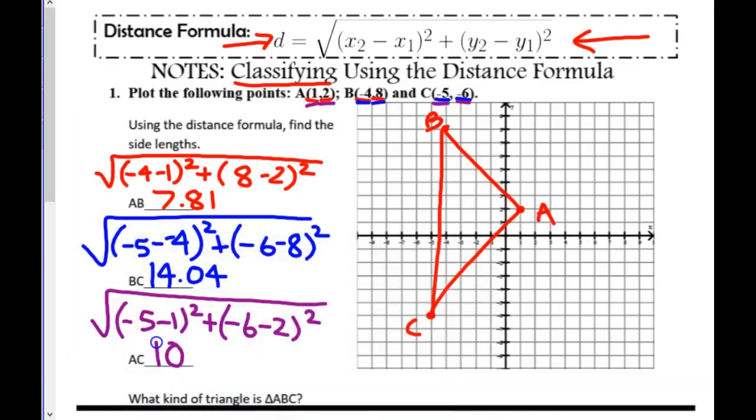Now, by doing this, you'll get the hang of it fairly quickly. Notice the bottom part. You're not done until you actually do what it says. Classify it. So we need to classify it two ways, by the sides and the angles. So look at these three sides. If all three sides are different numbers, what do you call that?